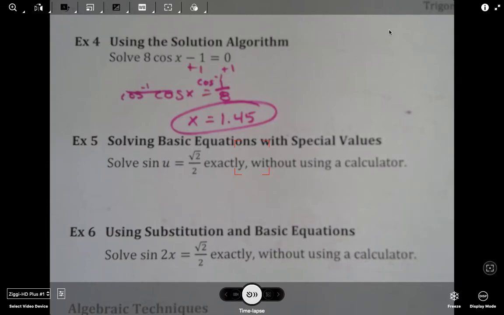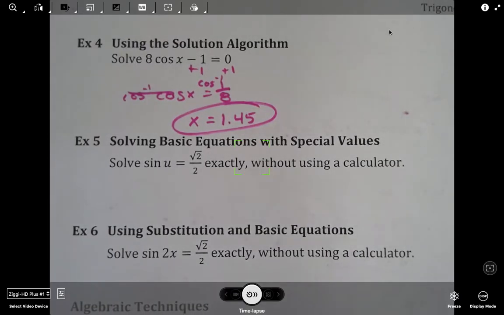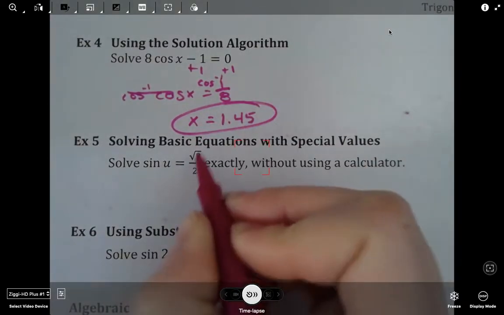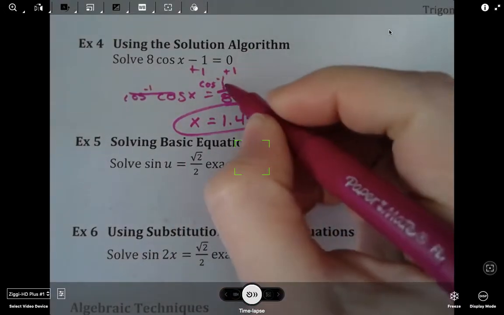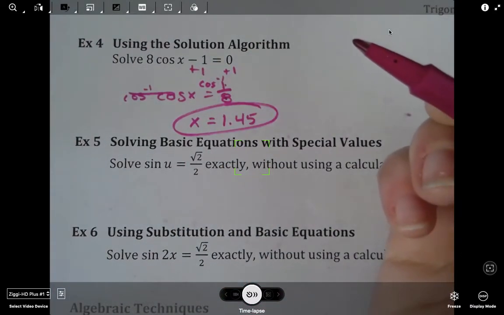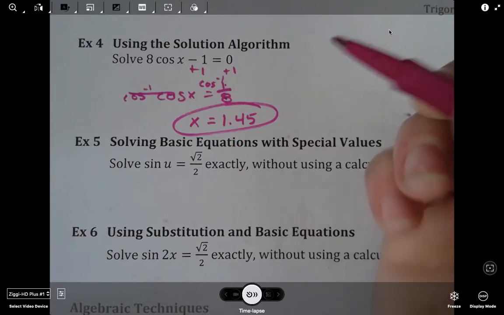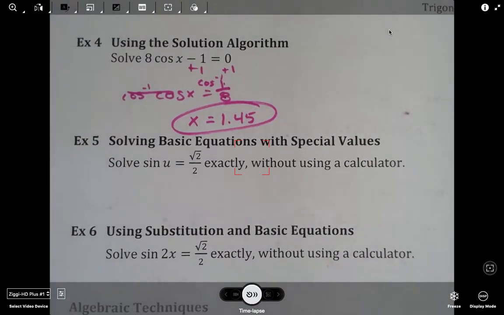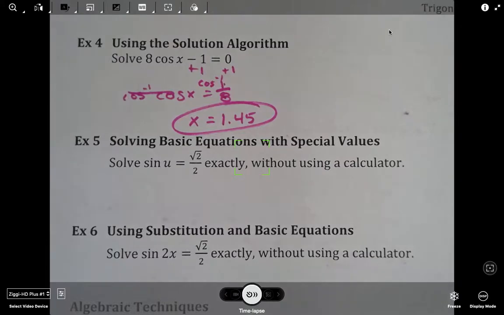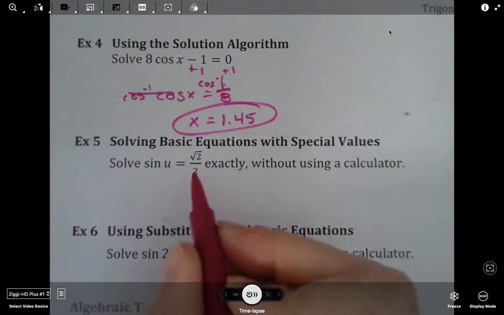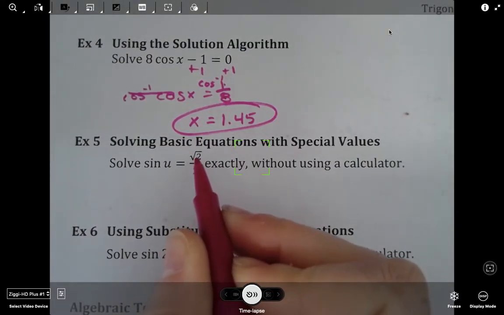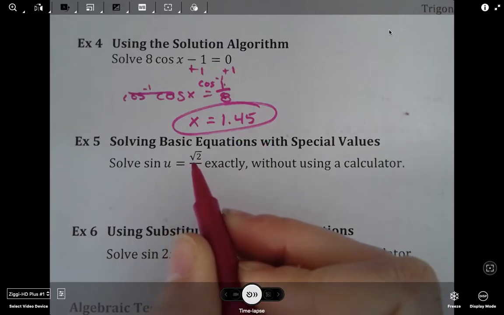All right, now, example 5, I want you to use your unit circle whenever you are able to. I do not have a 1/8 on my unit circle. Okay, there's no place where the x or y coordinate is 1/8. So I only have the option of plugging stuff into my calculator. Okay, on this one though, square root of 2 over 2 does appear on my unit circle.